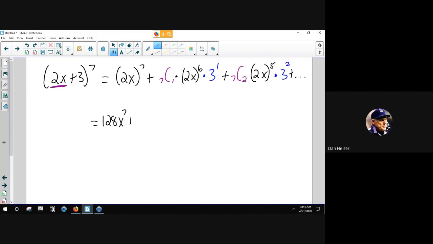128x to the 7th. Now we take 2 to the 6th times 7C1. Which that is not right because I didn't multiply by 3. I'm going to multiply by 3. That's better. Plus 7C2 times 2 to the 5th times 3 squared. And so on and so on.